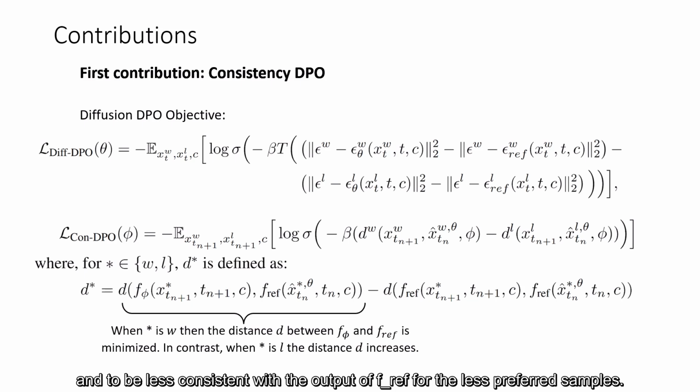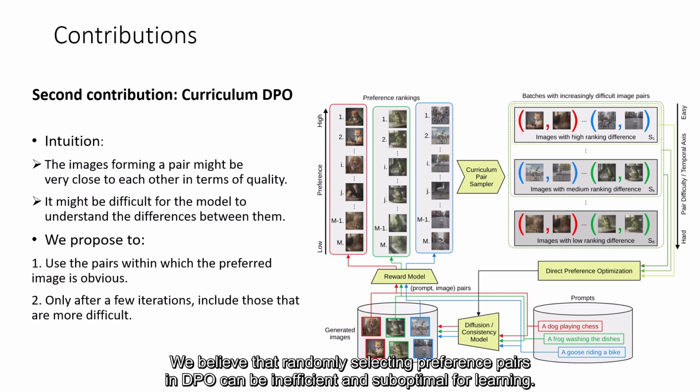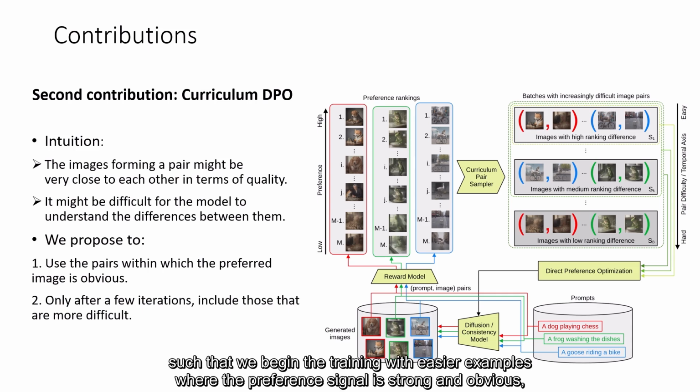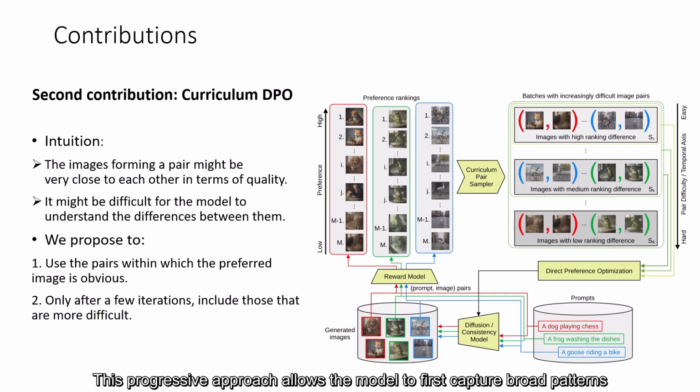Our second contribution is curriculum DPO. We believe that randomly selecting preference pairs in DPO can be inefficient and suboptimal for learning. Therefore, we introduce a curriculum based on preference difficulty, such that we begin the training with easier examples where the preference signal is strong and obvious, and then we gradually introduce harder examples where the differences are more subtle. This progressive approach allows the model to first capture broad patterns before refining its understanding of subtle preference details.